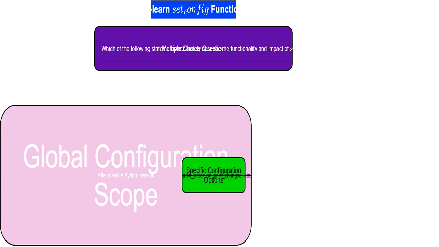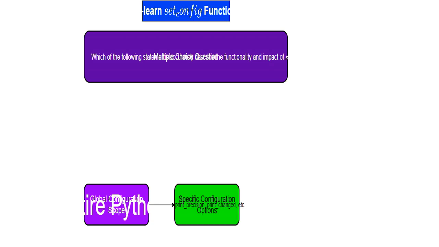This section introduces the idea that set_config is versatile. It's not limited to a single setting. What other settings might it control? print_precision, print_changed, etc. Here, we see examples of set_config's specific configuration options.